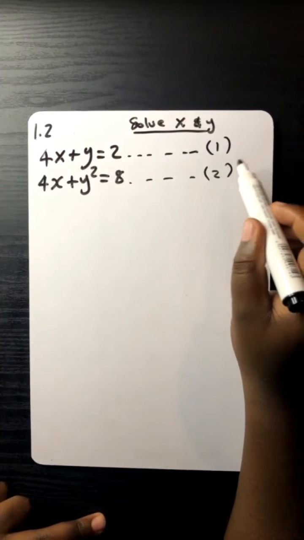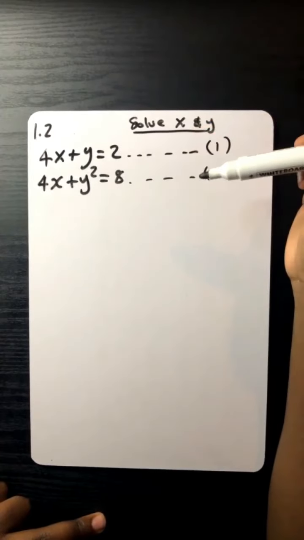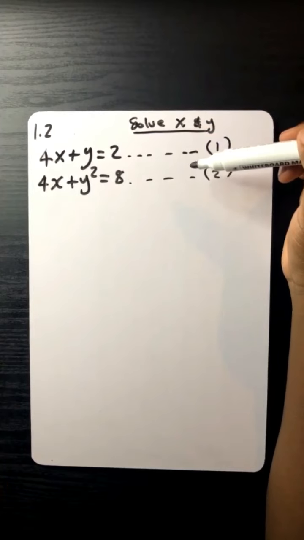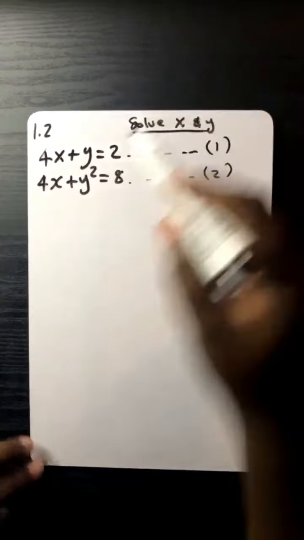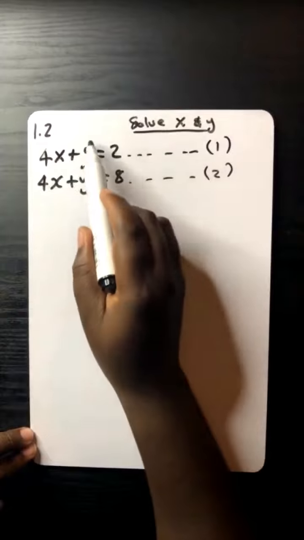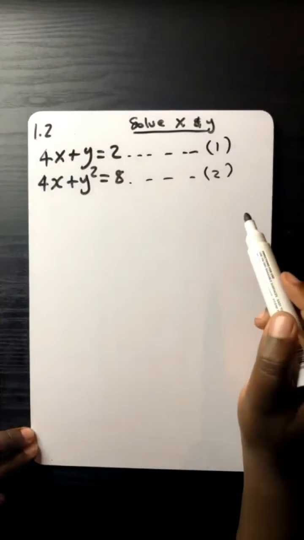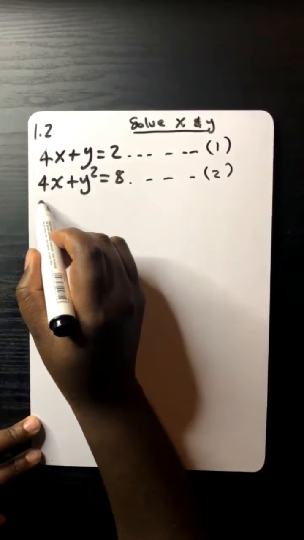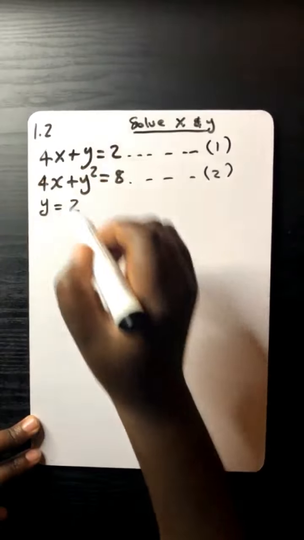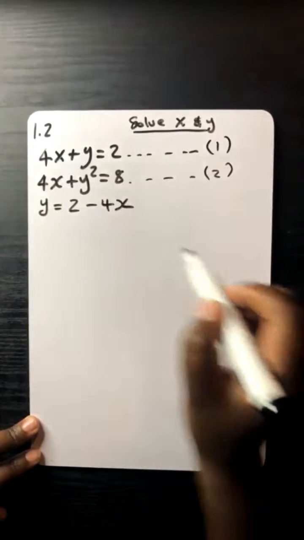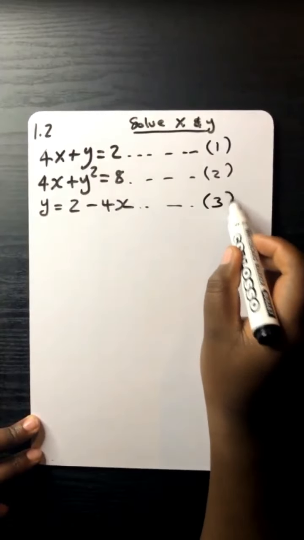When you derive equation number 3, you need to check between these two which one is less complicated, or which one can easily be made the subject of the formula. For example, you can use equation 1 to make y the subject of the formula because y is just one y there. So you are going to have y is equal to 2, and whatever is on that side, you transpose, it becomes negative 4x. This is then your equation number 3.